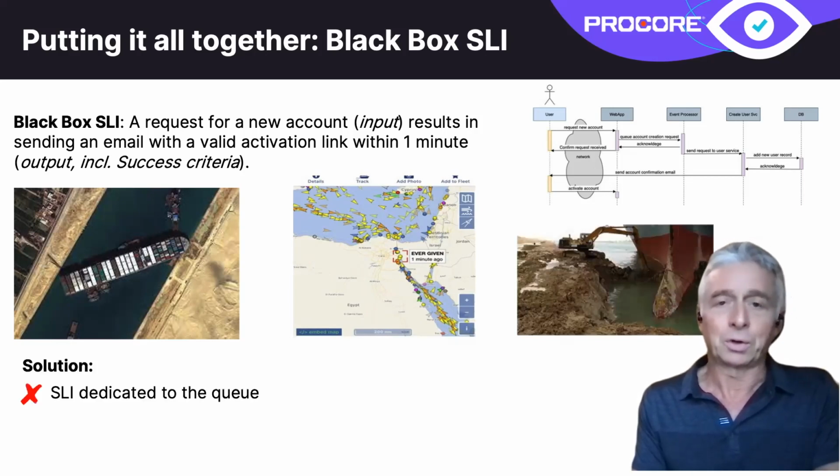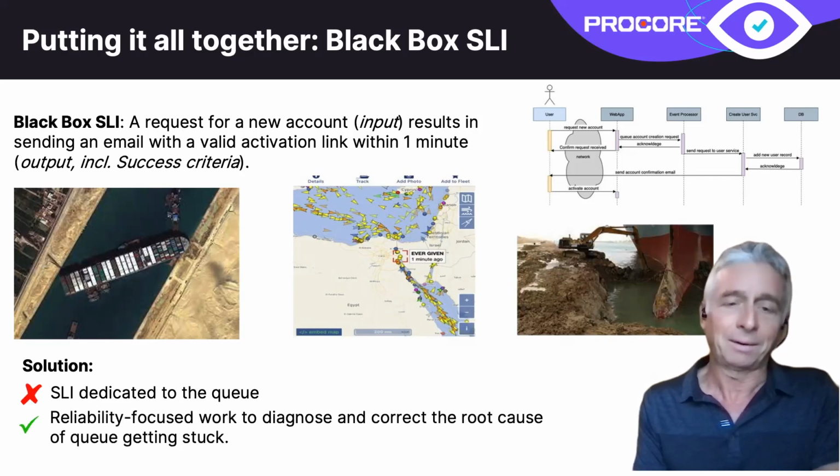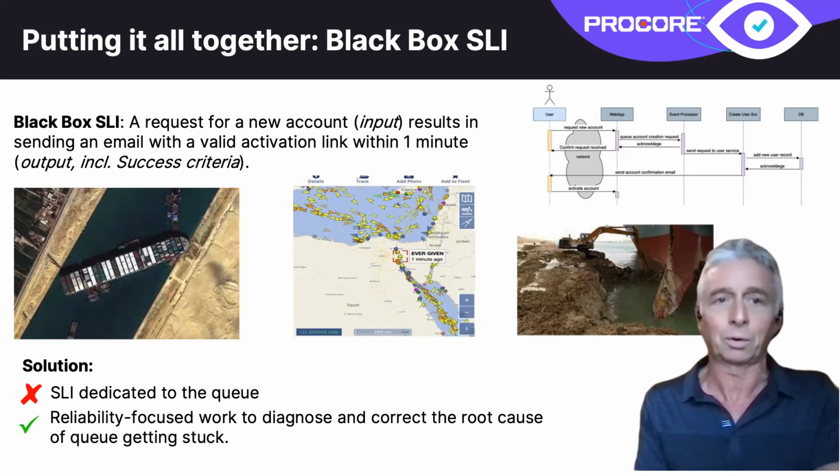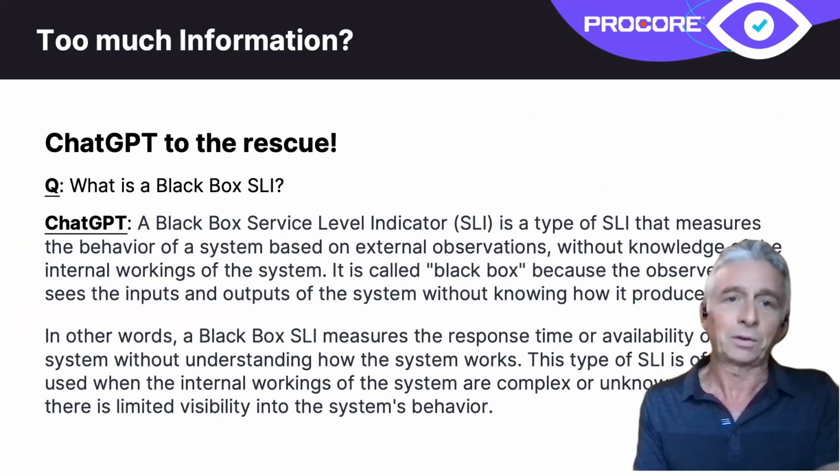Now, the long-term solution to the stuck processing queue used in this example is not an SLI dedicated to the queue or keeping a caterpillar at hand to dig out stuck ships, but reliability-focused work to diagnose and correct the root cause of the queue getting stuck in the first place. In the case of the Ever Given, the solution was to not authorize ships to enter the Suez Canal if wind speed is above whatever threshold was determined to have caused the Ever Given to turn sideways. So what's the TLDR? I asked ChatGPT, and it came up with a pretty good summary of this talk.